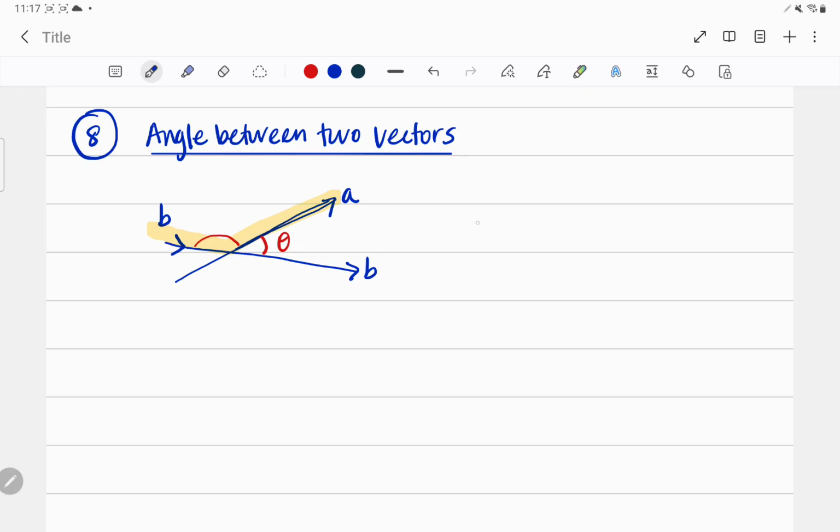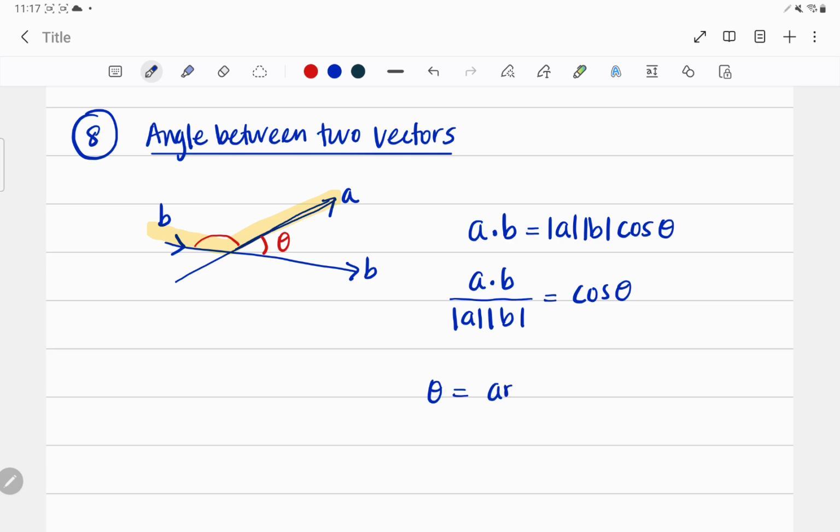We start with the formula one more time. A dot B is equal to magnitude A times magnitude B, multiplied by cos theta. If we make cos theta the subject of the formula, that means cos theta equals A dot B divided by magnitude A, magnitude B. And if you want to find theta, theta is arc cos of A dot B divided by magnitude A, magnitude B.